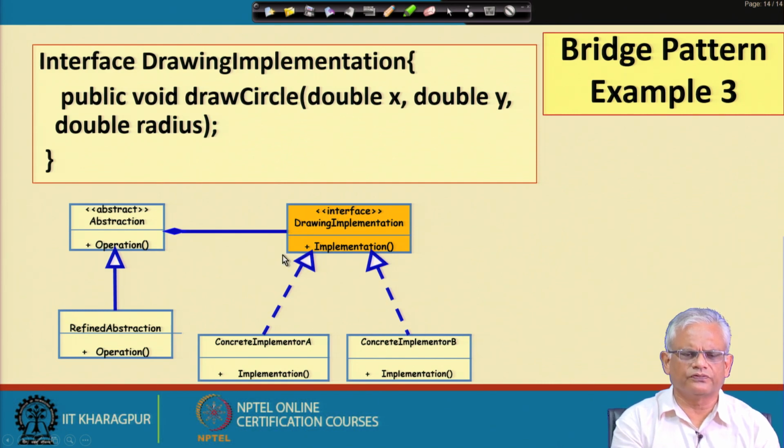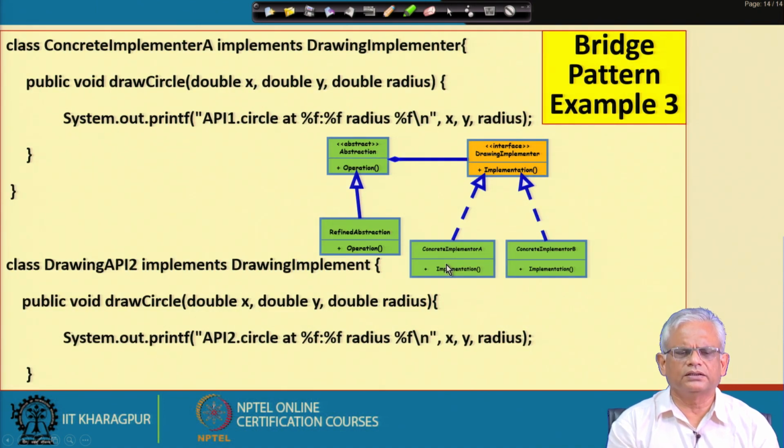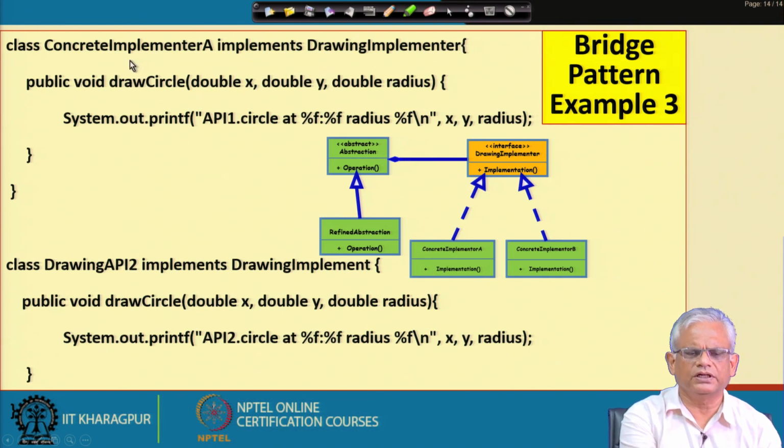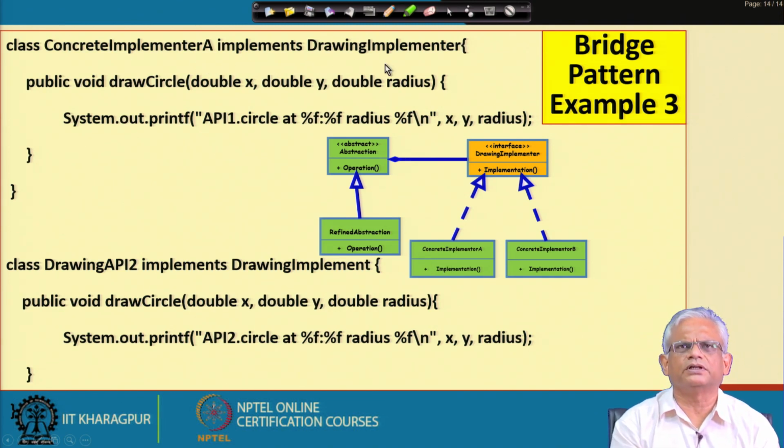So, this is the simple code for the interface drawing implementation, and then we have the concrete implementations which implement the interface drawing implementer. So, we have the concrete implementer A implements the drawing implementer, and here for each of the methods in the interface we provide the definition, and similarly for the other concrete implementation we have the implementation for the draw circle.